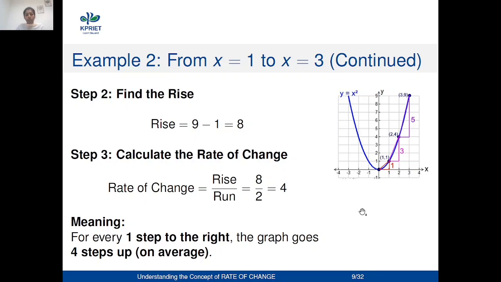So this is the average. If I consider from 1 to 3, the distance is 2. If the 2 units distance is considered as 1 jump, then 4 jumps have been done in the graph. So that is the meaning of having the rate of change. For one step to the right, the graph changes by 4 steps. That is the exact meaning of rate of change.